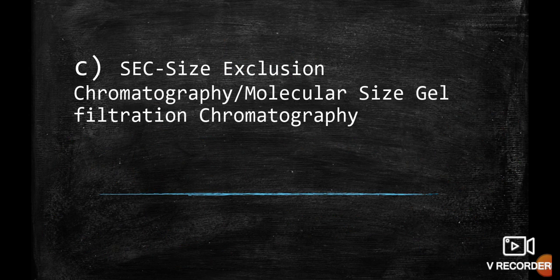Now coming to the third one, that is size exclusion chromatography, which is also called molecular size gel filtration chromatography. Again, just remember that all of these have the mobile phase as a liquid, because it comes under LC, that is liquid chromatography. Here the stationary phase is made up of pores, and the dimensions are selected based on the function of the species which has to be separated. They use selective permeability at molecular level, hence the name. It's also called molecular gel filtration chromatography.